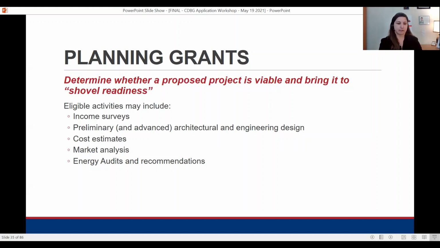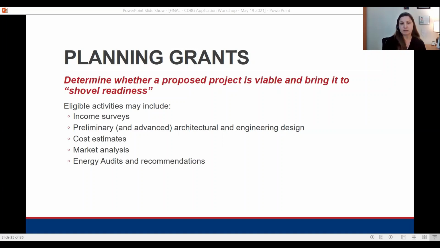So the CDBG Planning Grant Program funds planning and related activities to determine whether or not a proposed project will be viable. We list here some different eligible activities that are included under planning grants. The applicants should design and implement studies which can be completed within a 12-month period. So it's meant to be a relatively short-term planning phase.